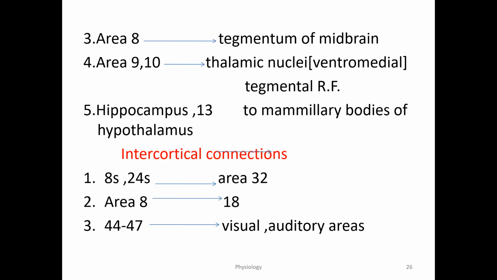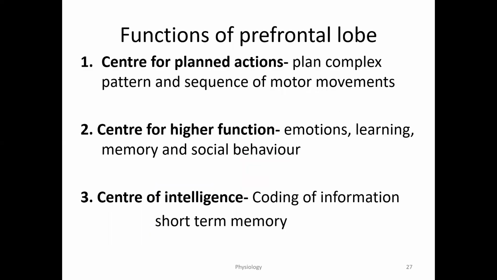So these are the different efferent connections from the motor cortex area. All of these, suppose area number 4, 6, 8. From this area, they will send motor information to the other parts of the brain or to the spinal cord.